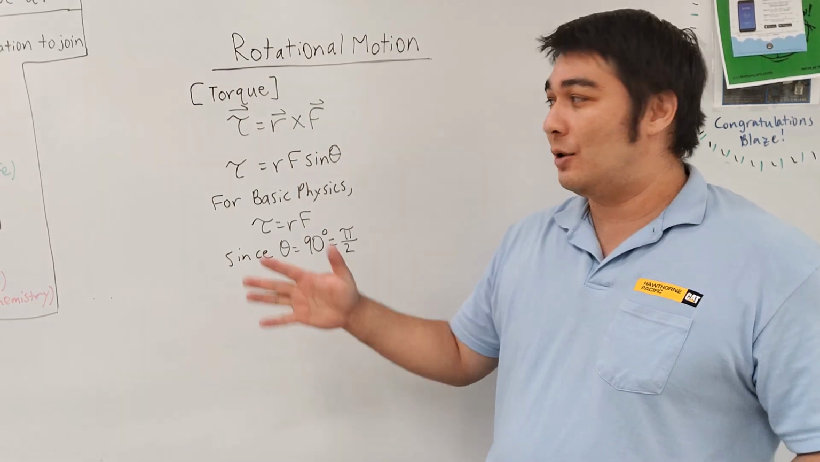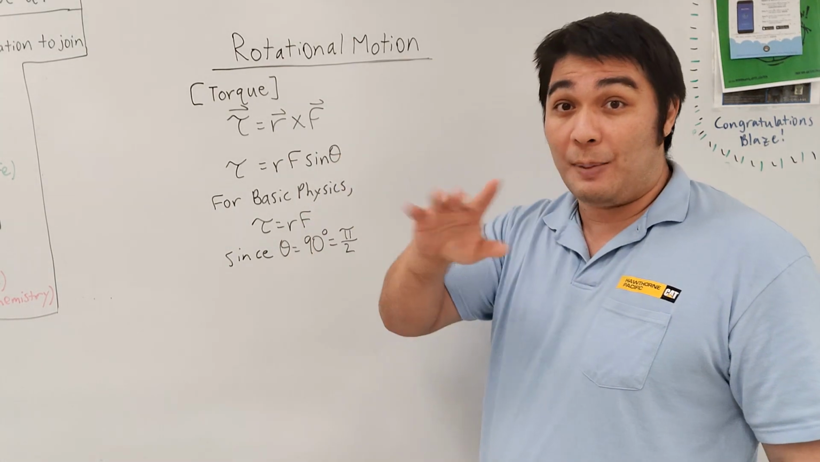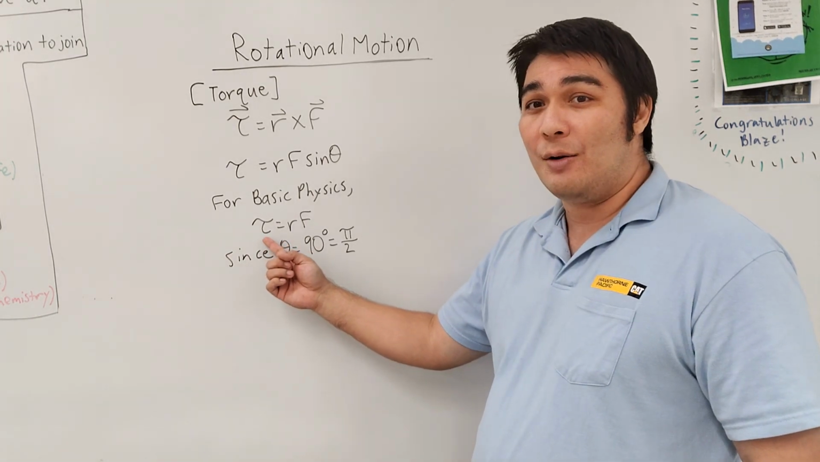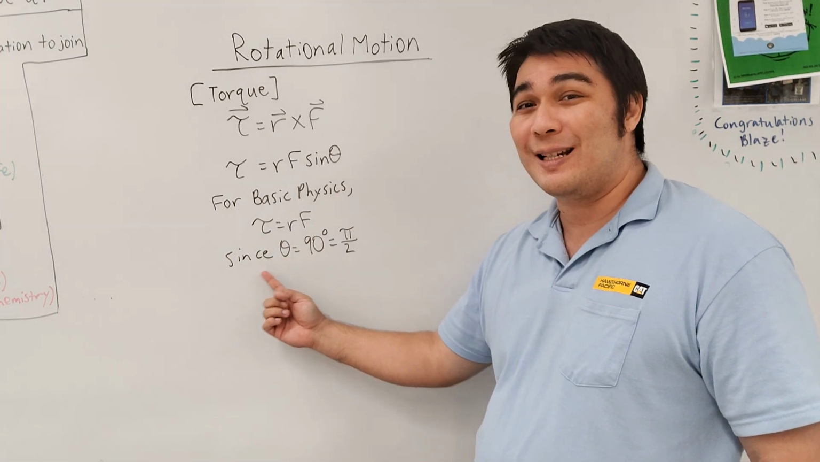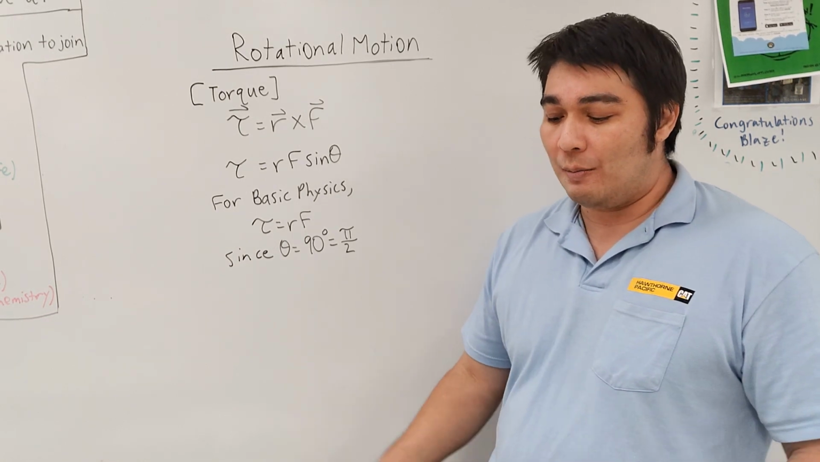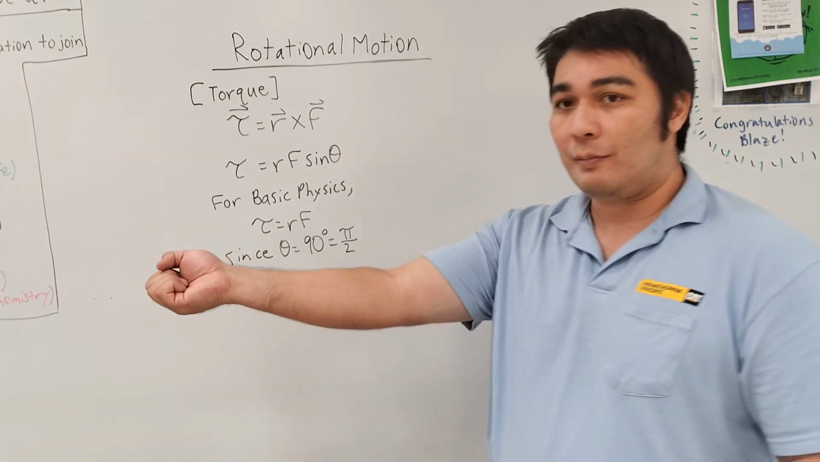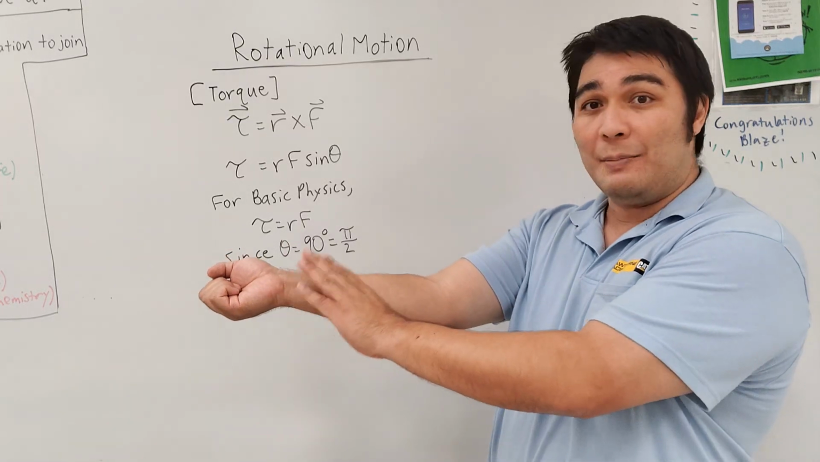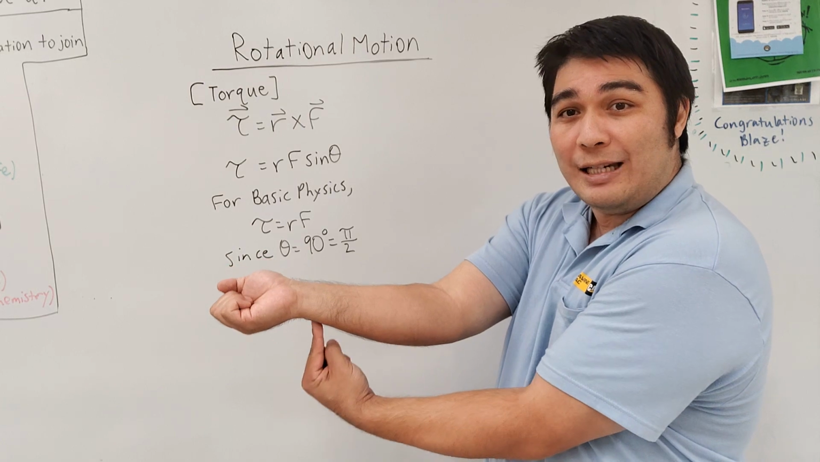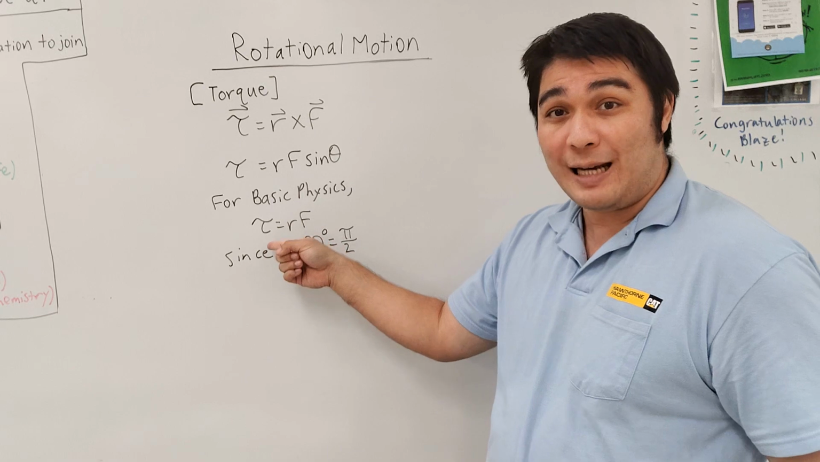So you've got the lecture portion of it, the academic side. By the way, for all of the basic physics students, the part that you need to know is that tau is equal to RF, and the reason why is because that angle is always going to be 90 degrees, or pi over 2. So my example would be something like this. If I wanted to bend my arm like so, I'm going to apply the force at a 90-degree angle like this. Then that will bend my arm. That is for the basic levels.